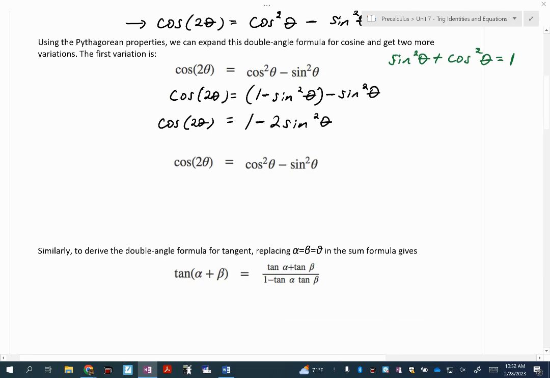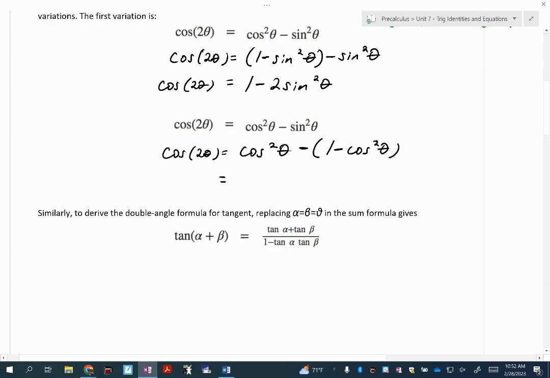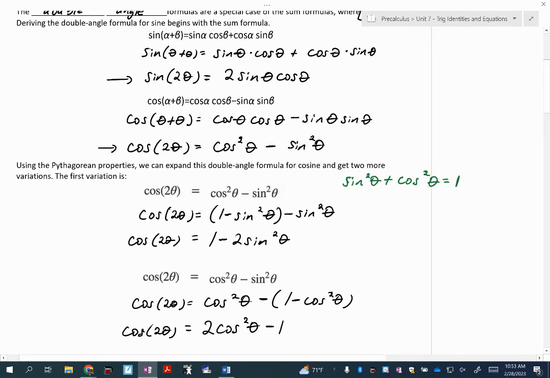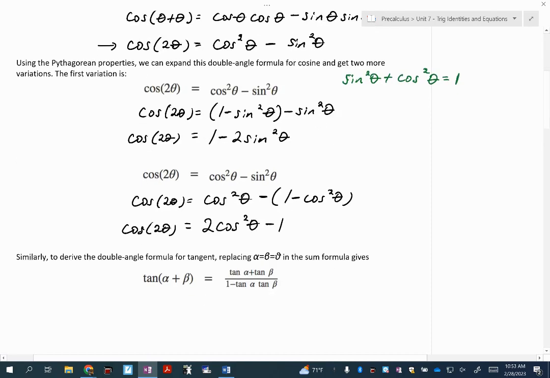Now do the same thing, but this time replace the sine squared using our Pythagorean identity. So copying the cosine squared, it's going to be minus, and sine squared is the same as 1 minus cosine squared theta. If you distribute, you'll have a minus 1, but subtracting a negative cosine squared theta is actually another positive. So we get 2 times the cosine squared theta minus 1. Again, I don't need you to know the derivation that we just did for these different formulas. I will be asking you to do a formula quiz where you have to memorize these formulas.